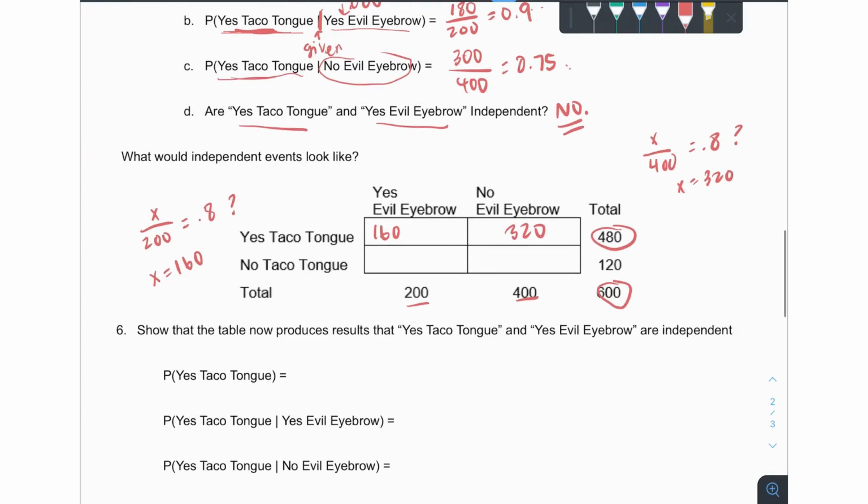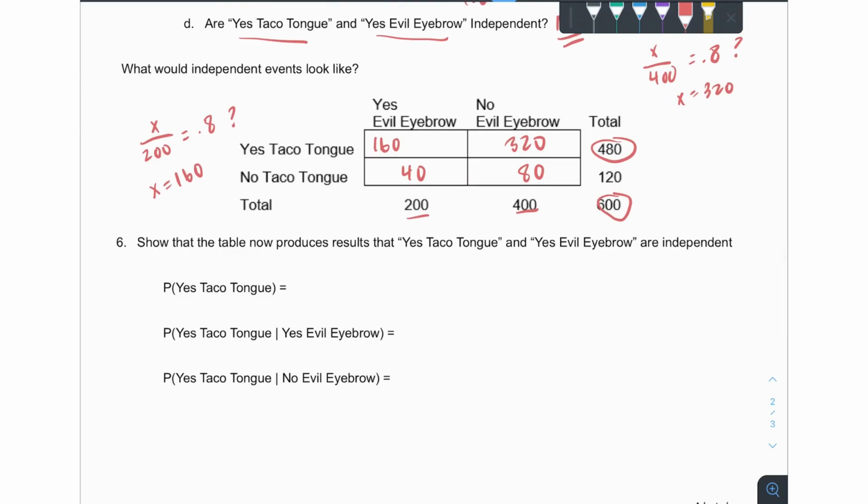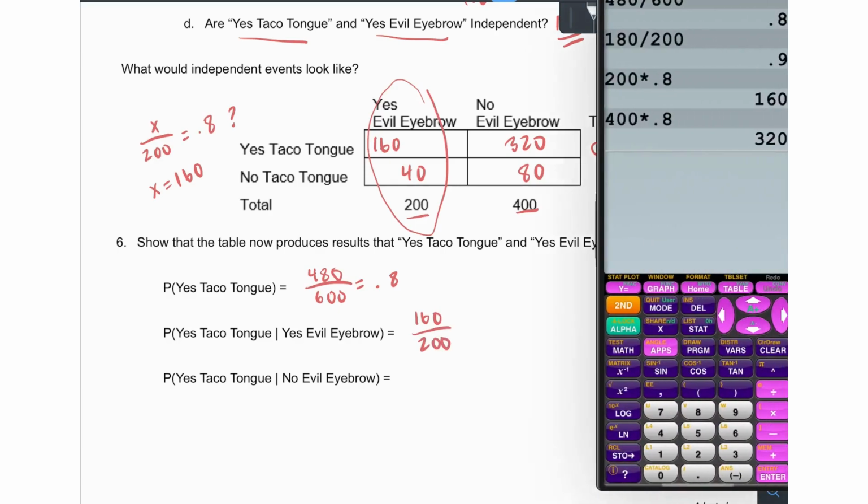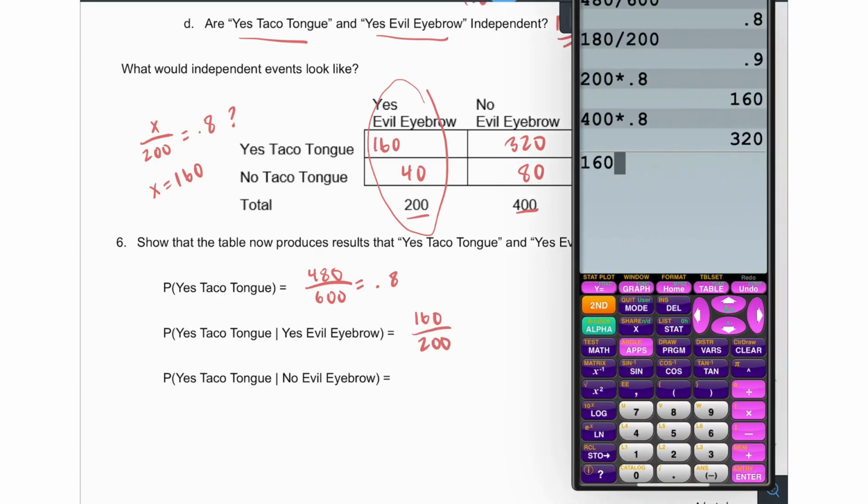And then I could just do simple subtraction. 160 plus what is 200 would be 40. 320 plus what is 400 would be 80. And now to prove that it worked: yes taco tongue overall was 480 out of 600, which was 0.8. Taco tongue given evil eyebrow, so only looking at that row, 160 out of 200. If I check that, 160 out of 200 is 0.8, just like I wanted it to be.